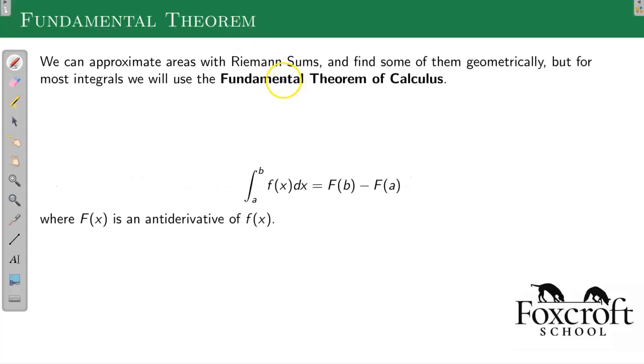All right, and then we learned that we could approximate these areas using Riemann sums, so we'll review that again at a later date. Then we could find them geometrically. But for most integrals, we're going to use the fundamental theorem of calculus. And the fundamental theorem says if I want to find this exact area, I take an antiderivative, so I undo the derivative process. I plug in the top bound. I subtract when I plug in the bottom bound.